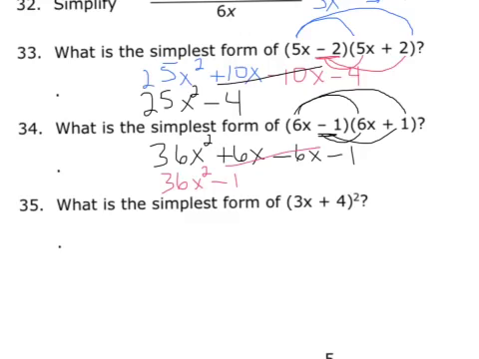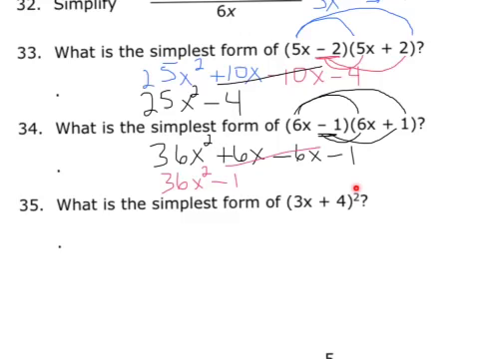35. What is the simplest form of 3x plus 4 squared? Now this one's a little bit different than what we were looking at before when we followed the rules of exponents, right? We had a single term inside of a parentheses raised to the second power. This is a little bit different because we have two terms instead of just one. So what this really means is that we're going to take 3x plus 4 and multiply it times itself. That's what squared means.